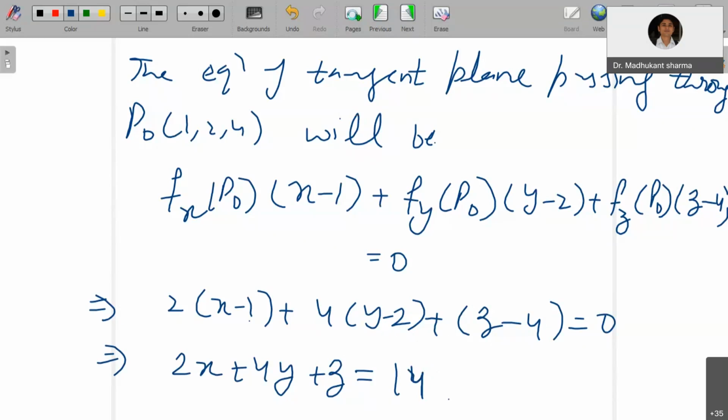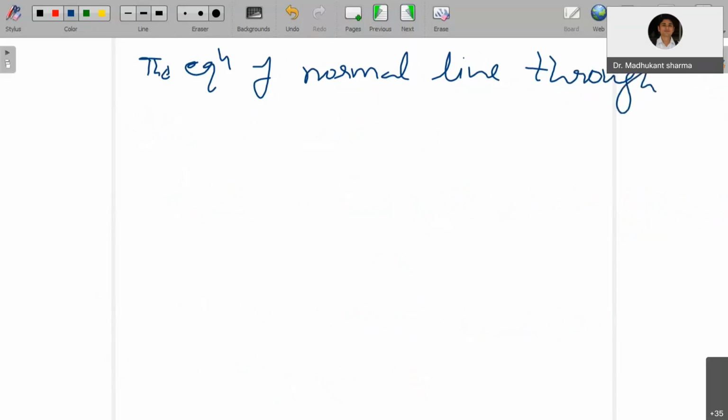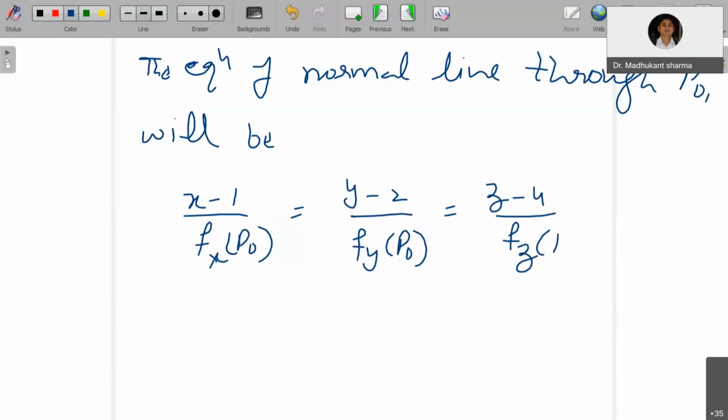Okay. So the equation of normal line through P naught will be (x minus x naught), that is 1, divided by fx at P naught, equals (y minus y naught), that is 2, divided by fy at P naught, and that equals (z minus z naught) divided by fz at P naught.